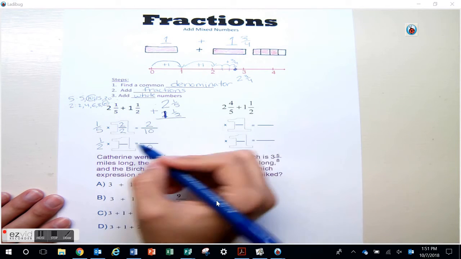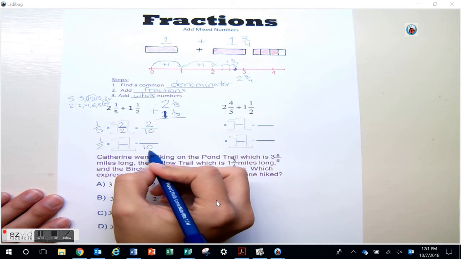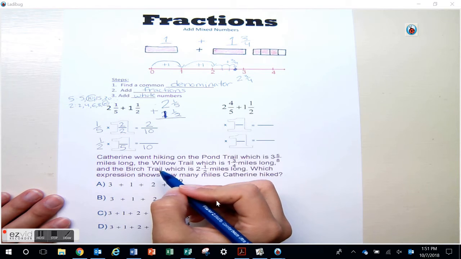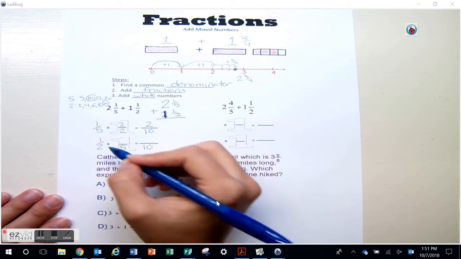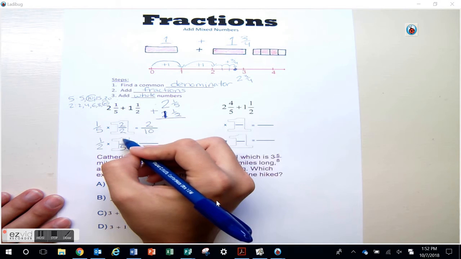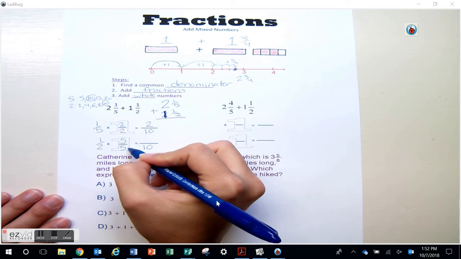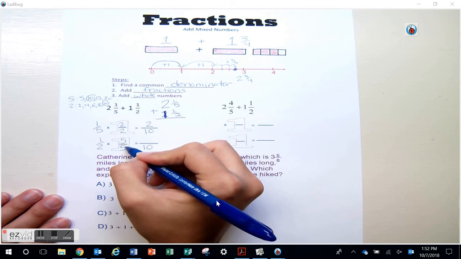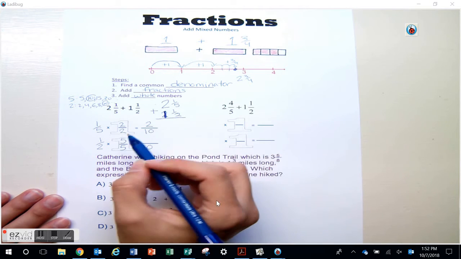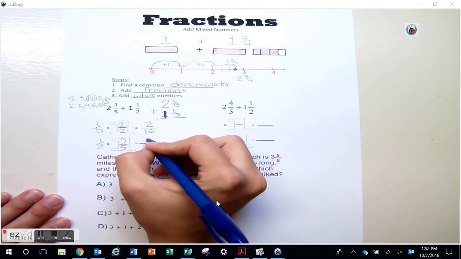Here, 2 times what gives me 10? Well, 2 times 5 is 10. I need to multiply by a giant 1 so that I don't change the value of my fraction. That means our numerator and denominator need to be the same because 5 divided by 5 is 1. We're just going to change how the fraction looks, not the value of the fraction. 1 times 5 gives us 5.